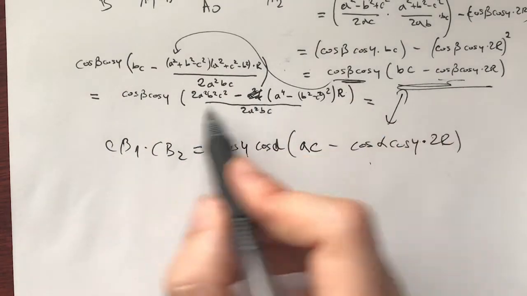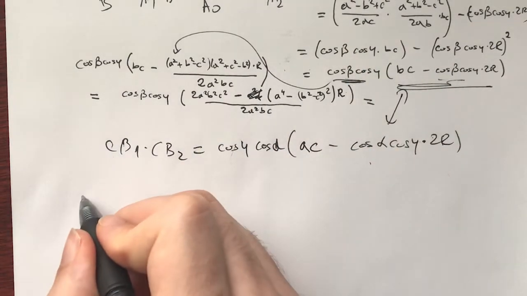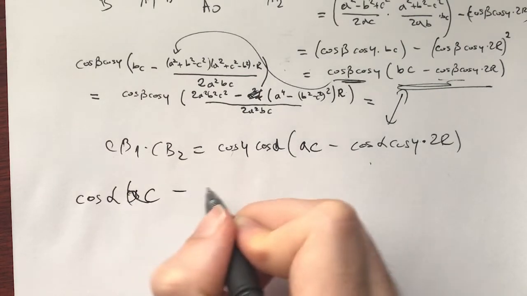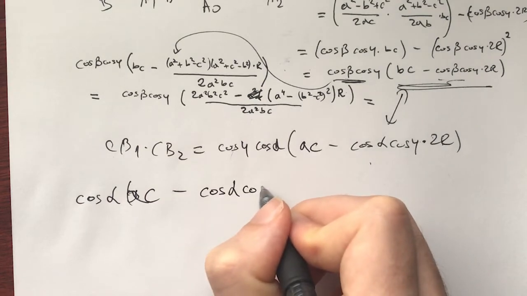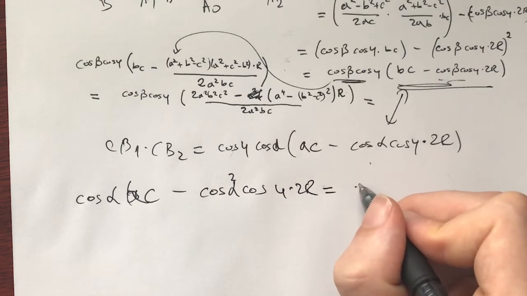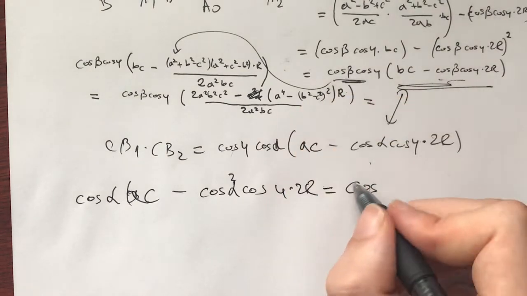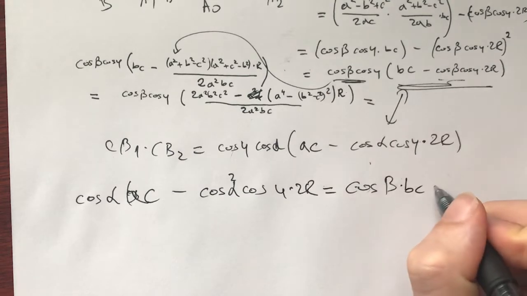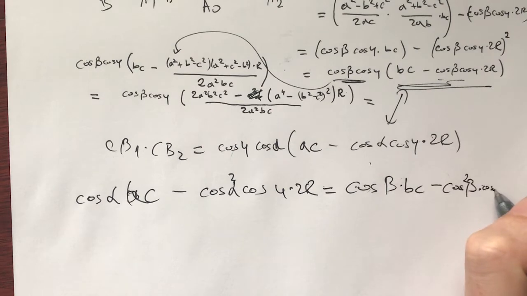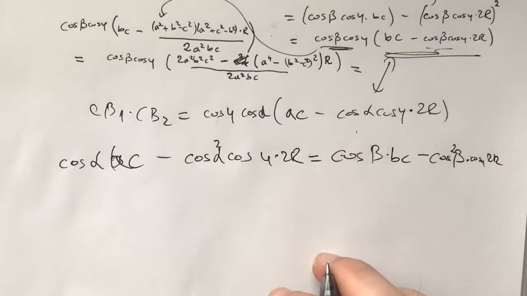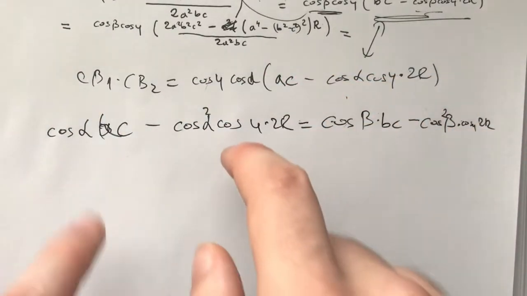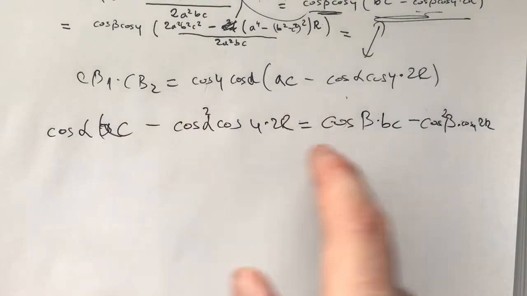And how will we prove that? Well, the cosine gammas cancel out. We have cosine alpha times AC minus cosine alpha squared times cosine gamma times 2r needs to be equal to cosine of beta times BC minus cosine of beta squared cosine gamma times 2r. It's a complicated expression, and now how are we going to solve this? I invite you, if you still want to continue doing this, to pause for another 5 minutes and try to solve it. And here's how you do.